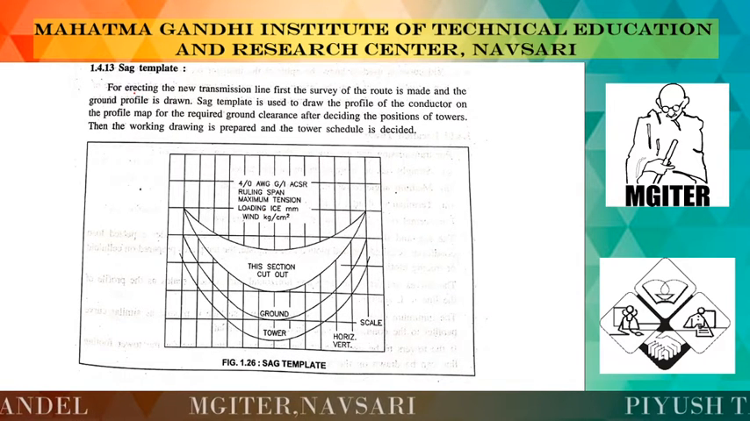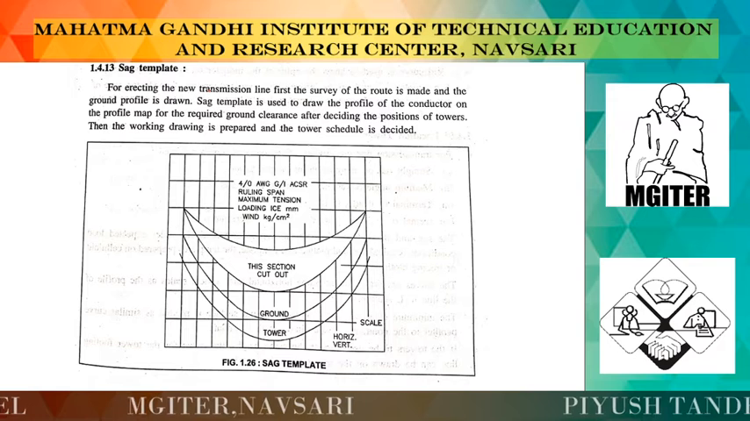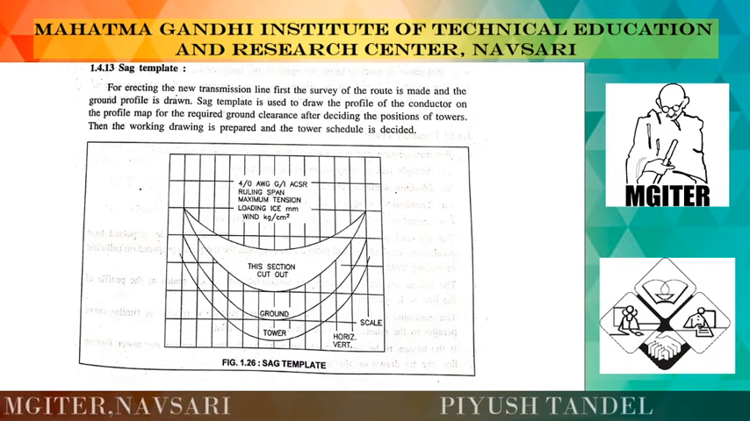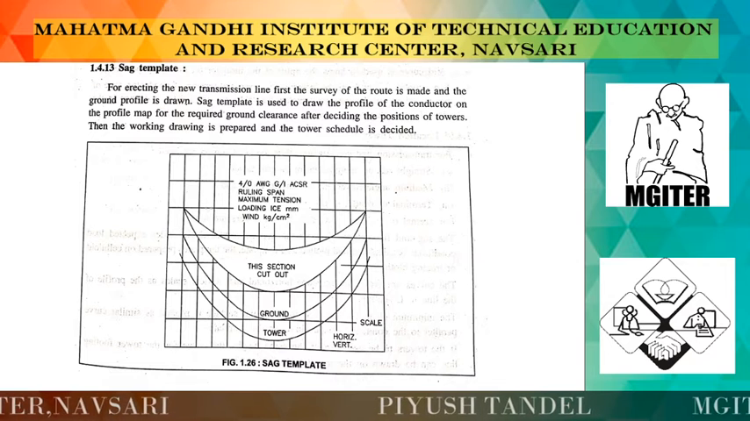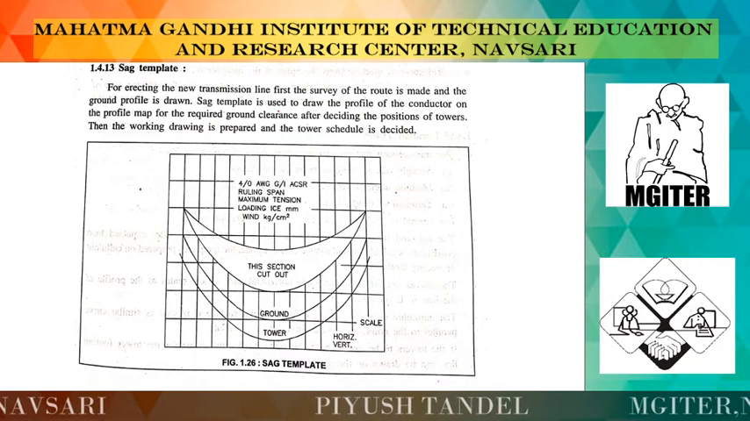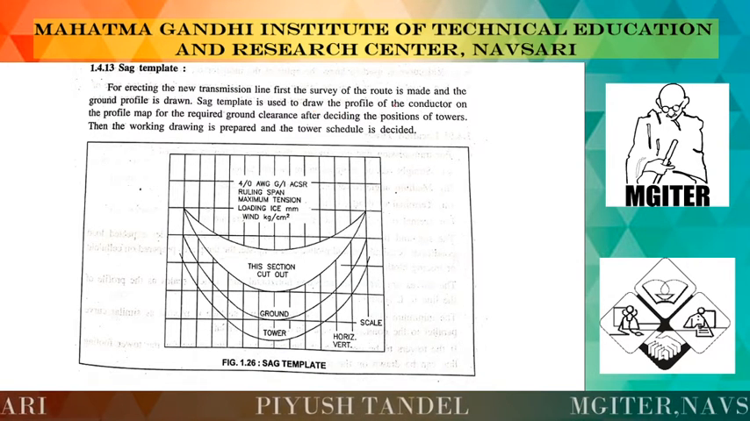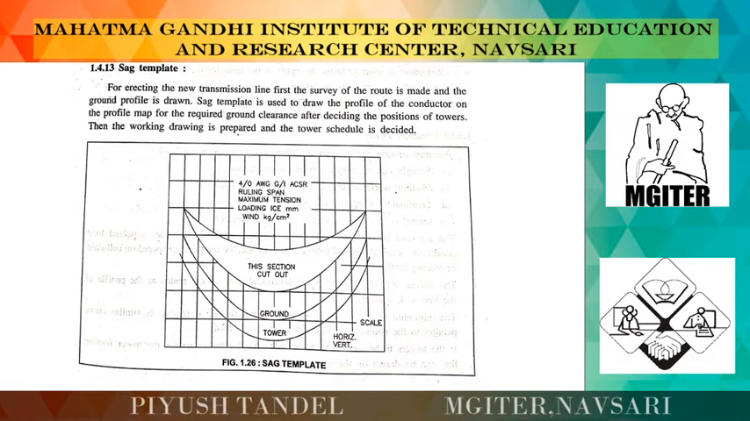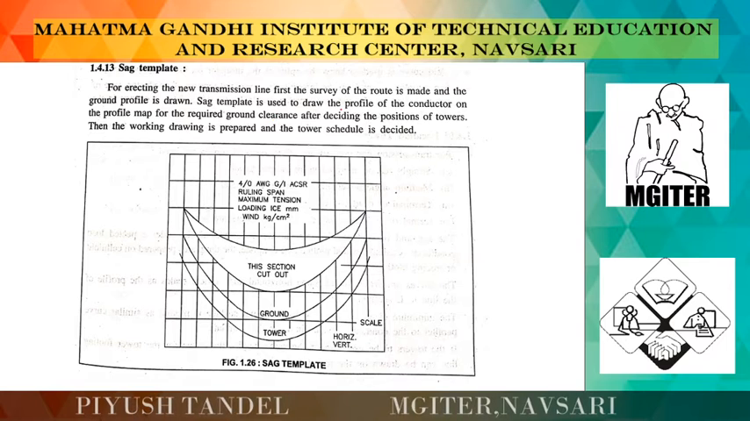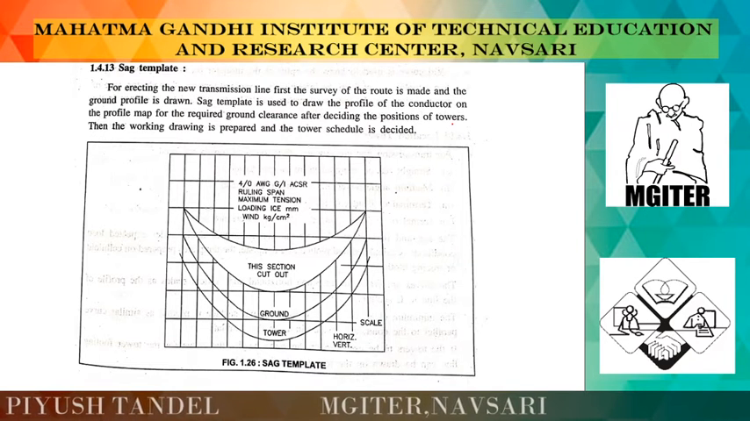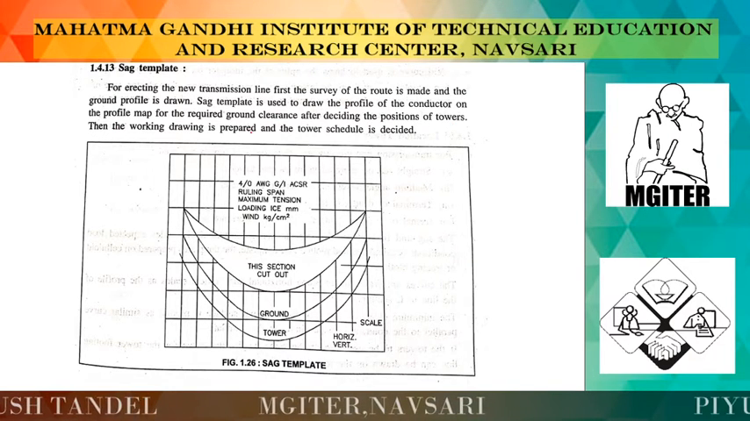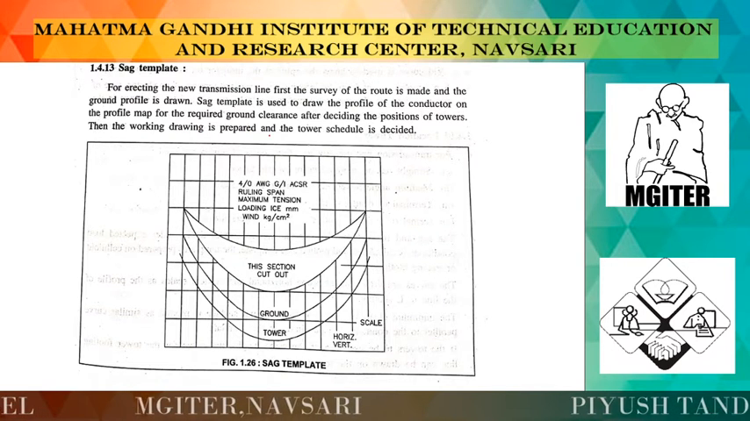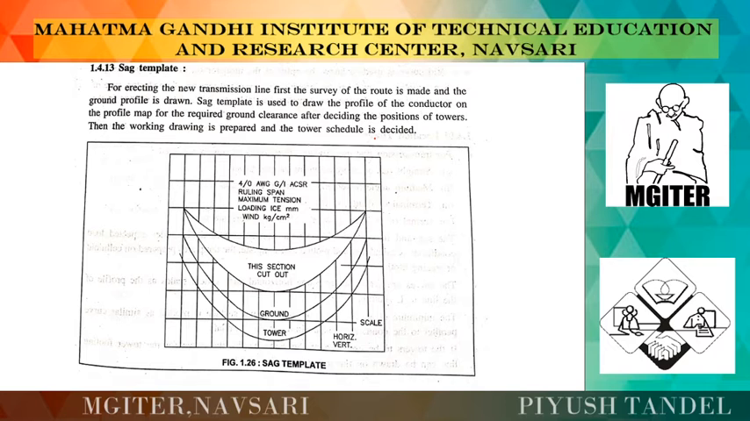For erecting a new transmission line, first the route survey is made and the ground profile is drawn. Then the sag template is used to draw the profile of the conductor on the profile map for the ground, for the required ground clearance, after deciding the position of the towers. Now the working drawing is prepared and the tower schedule is decided.